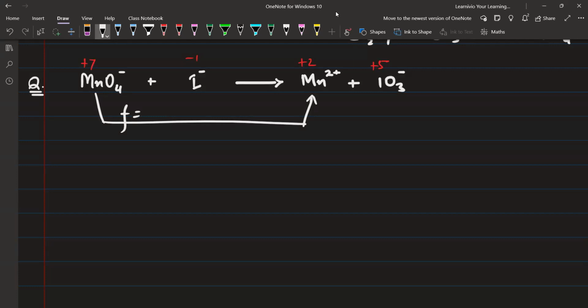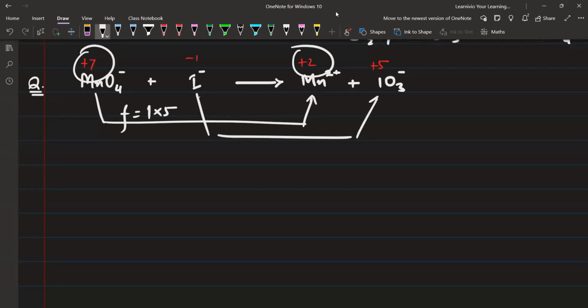How many Mn? One. Into what is the change in oxidation state? +7 to +2, what is the change? It is 5. The change will always be positive, so keep the change positive, not negative. Okay, will you remember that, Shaima? Yes, sir.